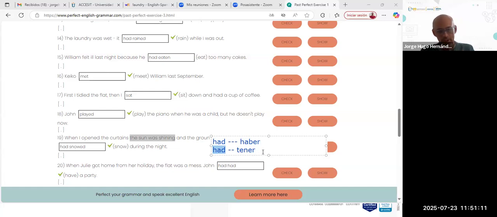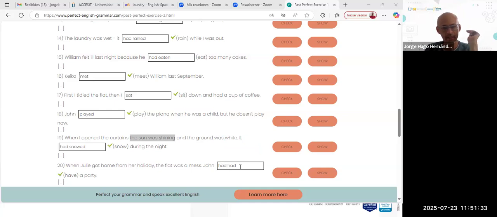¿Sí? It's very common and it's not wrong. Muchas personas, cuando no conocen la estructura, manejan la idea de que ese primer had tiene un significado y el segundo otro, entonces van a decir, no, eso está mal, eso no puede ser, ¿cierto? Pero sí, sí es posible tener ese had, like in this case.